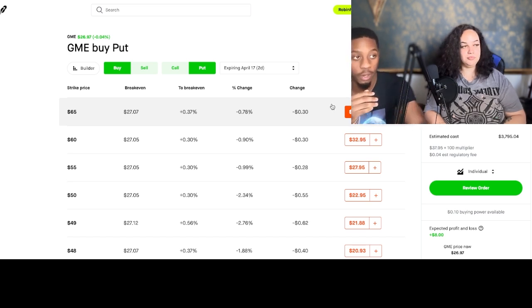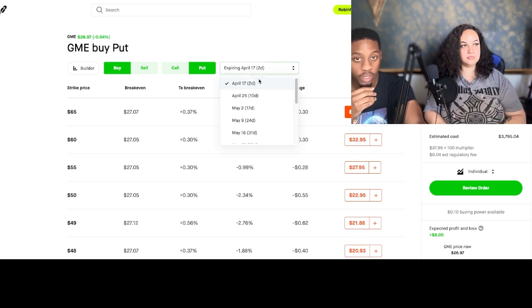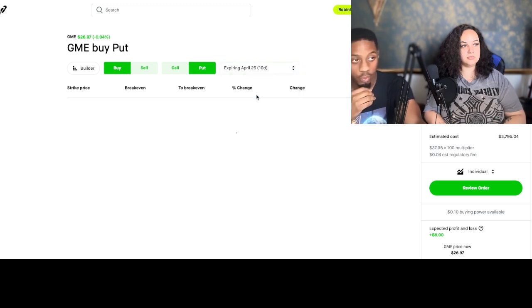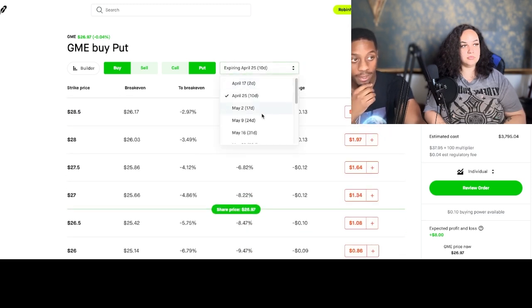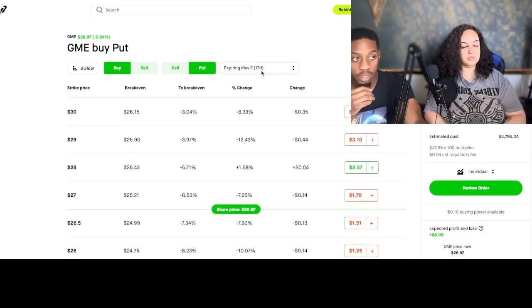We see at the top right here, it has an expiration date for every week that the option expires. So we can take a look at the 2-day. This one expires in 2 days because we're already pretty much done with the week. This one expires in 10 days, and these are 10 market days, not 10 days counting the weekends. And this is May 2nd, in 17 days it's going to expire.